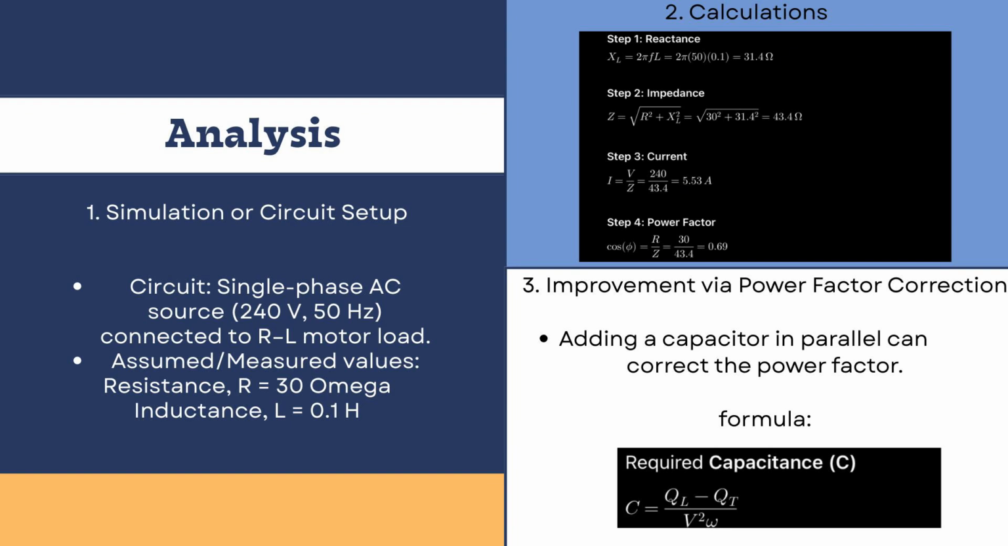We can find the value of the required capacitor using this formula. C equals the difference between Q sub L and Q sub T, divided by V squared times omega. Here Q sub L is the reactive power before correction, and Q sub T is the target reactive power after correction. By choosing the right capacitor, the power factor moves closer to 1, which means less current is drawn and the system becomes more efficient.